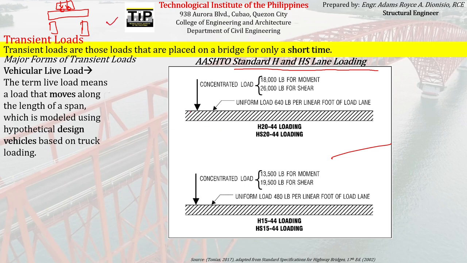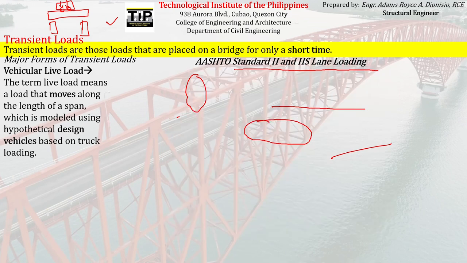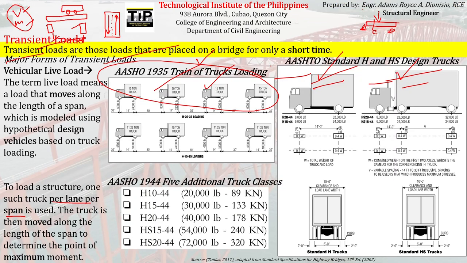So we consider a combination of a concentrated load with a magnitude of 18,000 pounds for moment and 26,000 for shear. In addition to that, we also apply a uniform load of 640 pounds per linear foot of lane load for HS20-44 loading. If you remember the HS20-44 earlier, let me go back to it. This is what the HS20-44 loading looked like earlier, a train of trucks, for the 1935 provision.